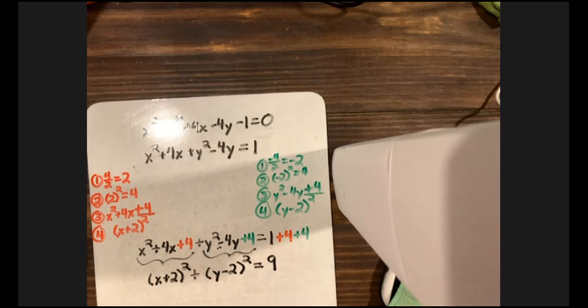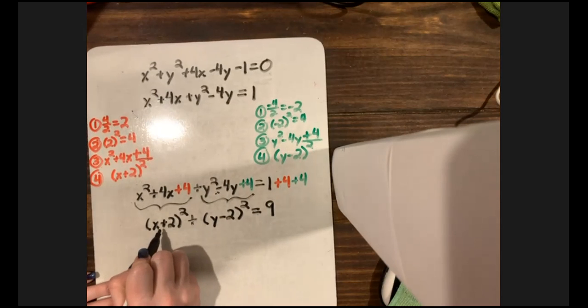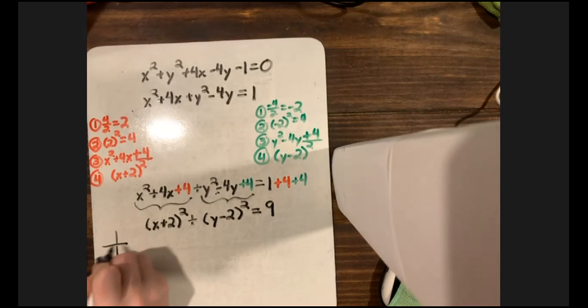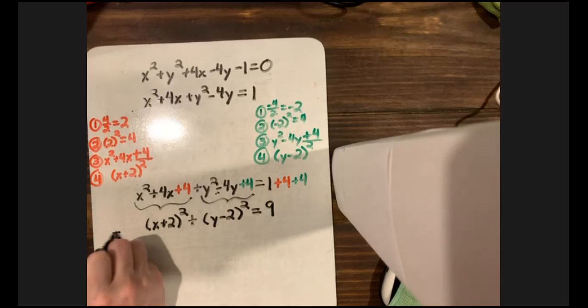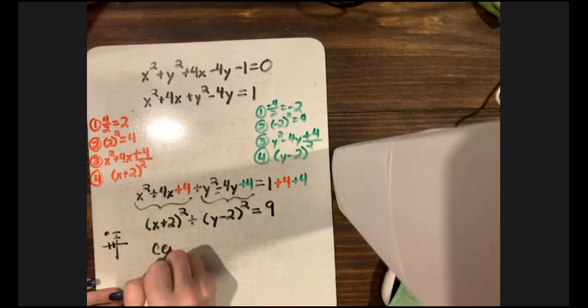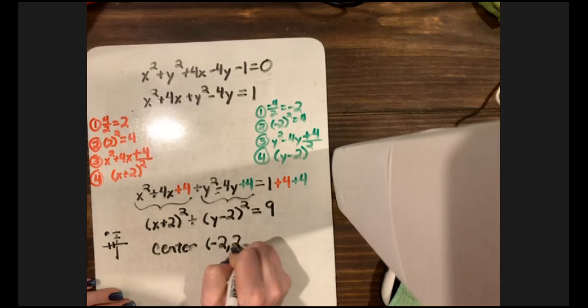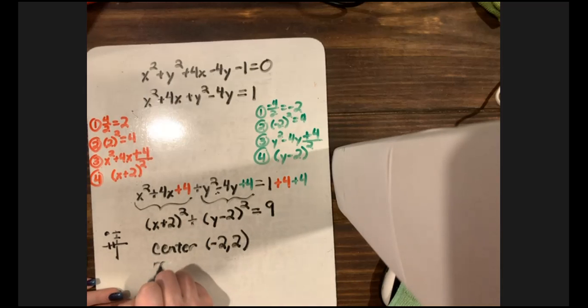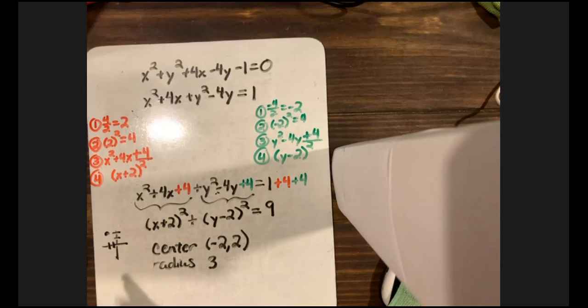I can now determine that my graph went left 2. So thinking about my grid space here, it went left 2, up 2. So my center is at -2, 2. For my radius, I've got 9 over here. I know that's r squared, so my radius is 3.